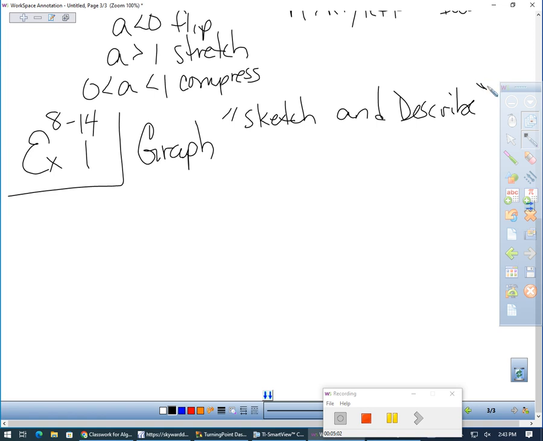If I wanted an exact graph, what would I probably do? Put it in the calculator, right? I would grab that technology I have at my fingertips and put it in there. All right, so here we go.